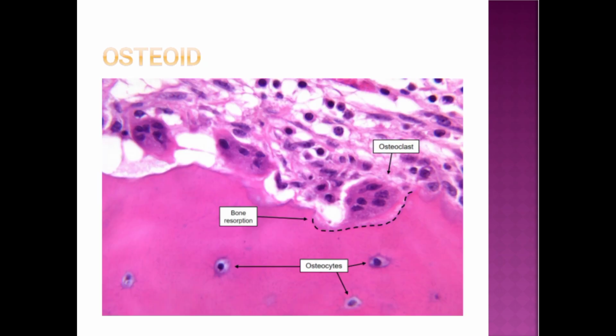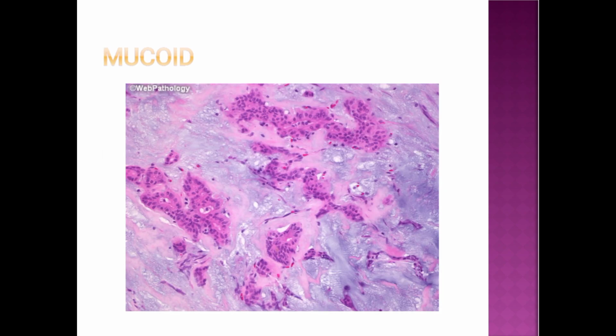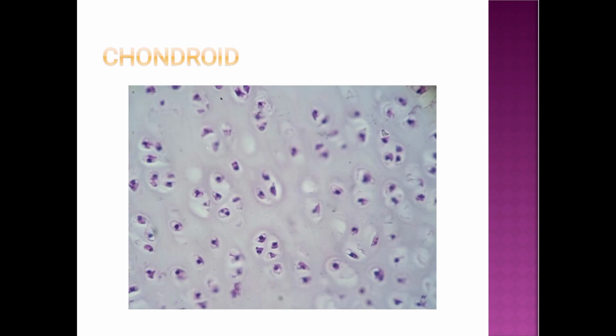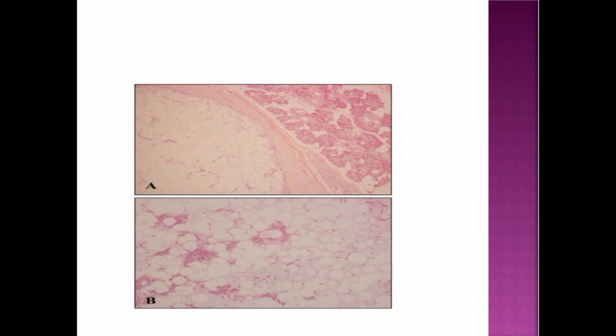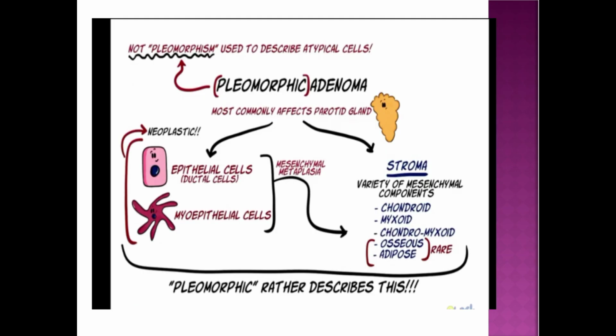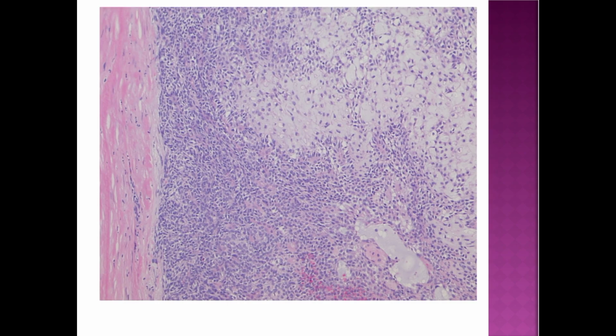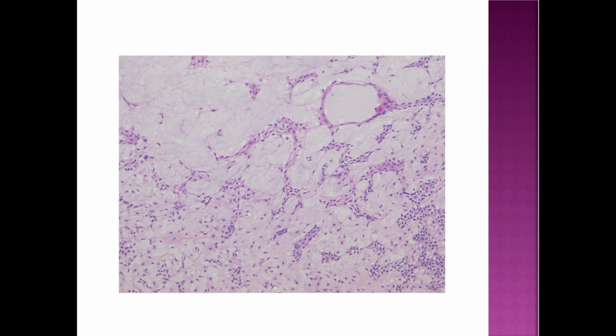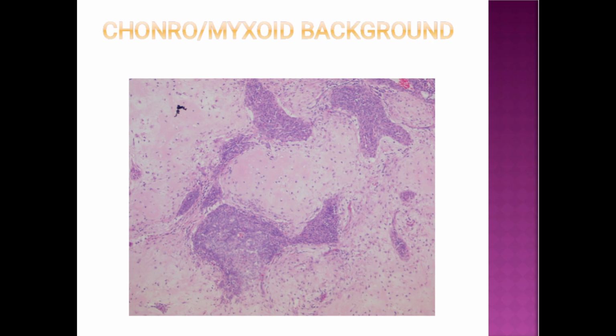And then this is osteoid, and this is mucoid. You can see the mucoid is light pinkish. Always remember, in a chondroid you will see lacunae. In mucoid you cannot see the lacunae. Then this is again a picture. You can see this is a chondroid, with a small lacuna present. Here is also a chondromyxoid background. You can see the lacunae are also present, and the color is purplish or light pinkish.